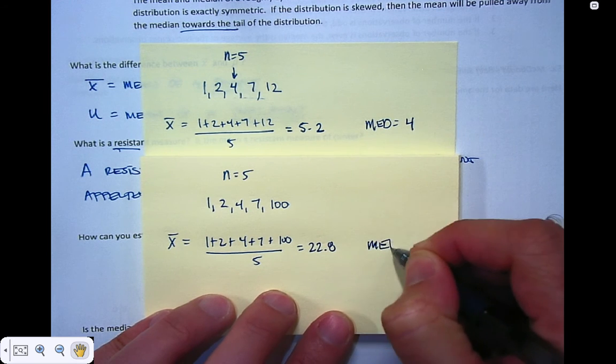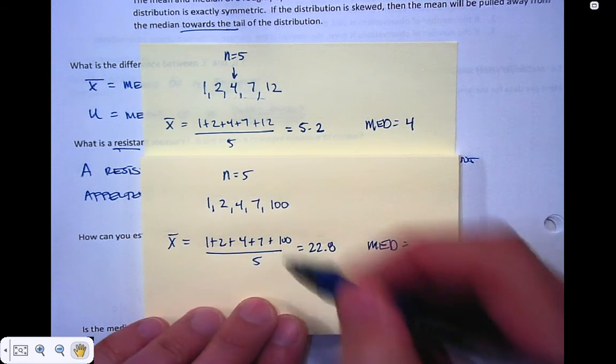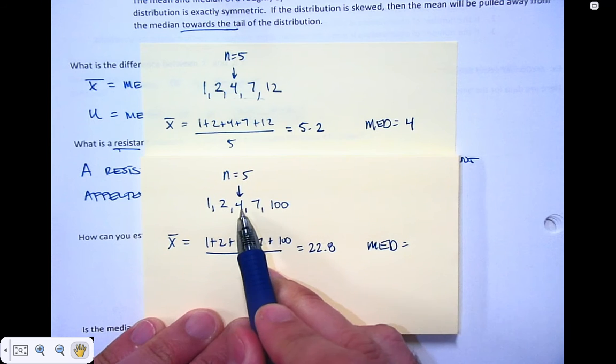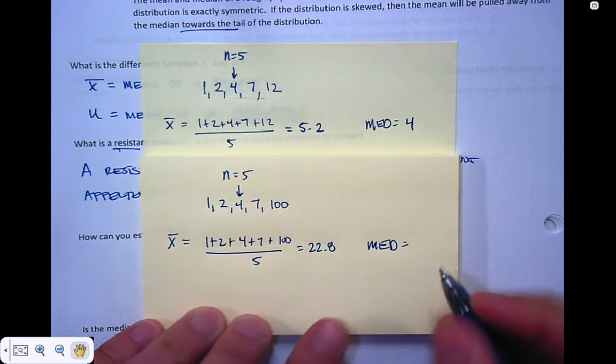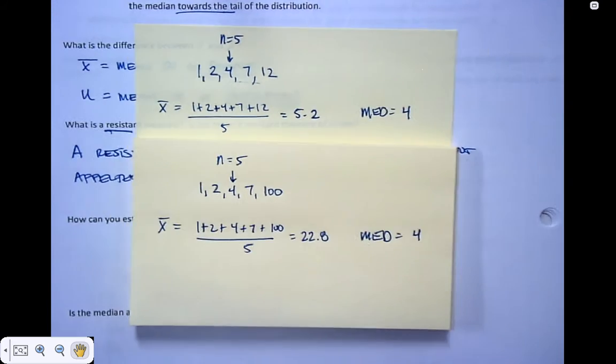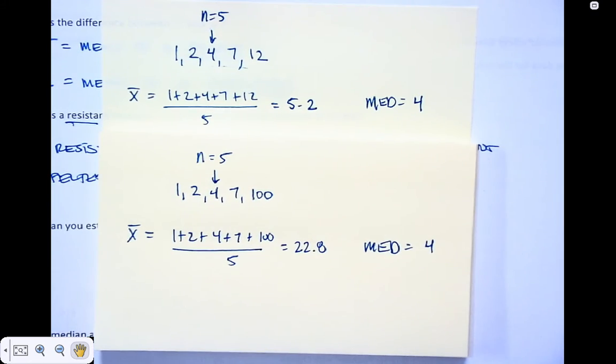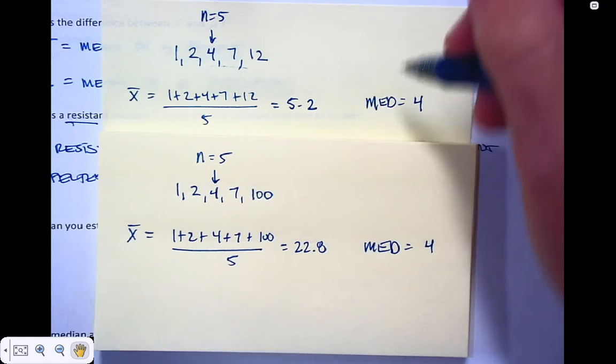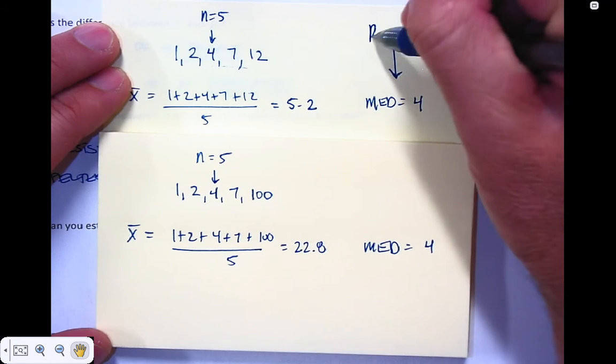Well, what's the median? The median is still the number that's right in the middle that has 2 to the right of it and 2 to the left. So the median is still 4. Okay, so this is a prime example of a resistant measure. So this, look at the median. This is resistant.